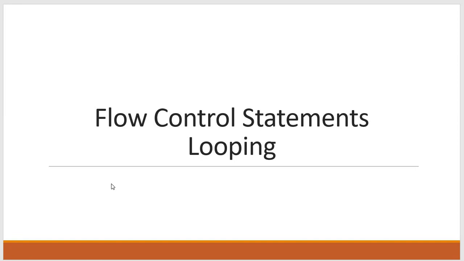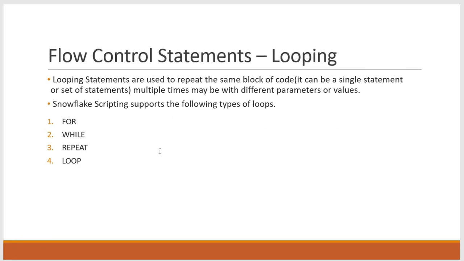As I mentioned in the previous session, there are two types of flow control statements, branching and looping. In this session, I will explain about looping. So what is looping? Suppose I want to repeat the same block of code, which can be a single statement or a set of statements, multiple times, and sometimes with different parameters or values. In that case, these looping statements are very useful.